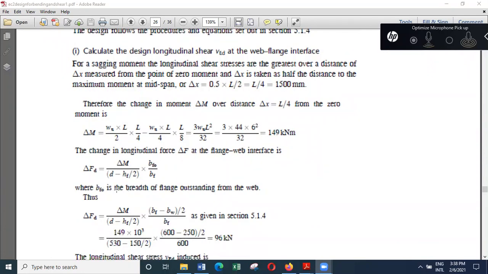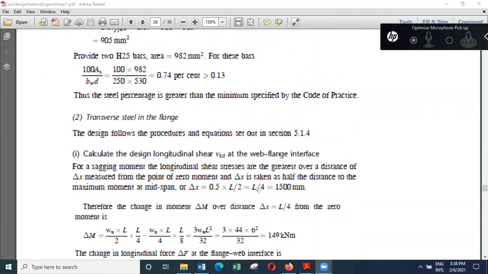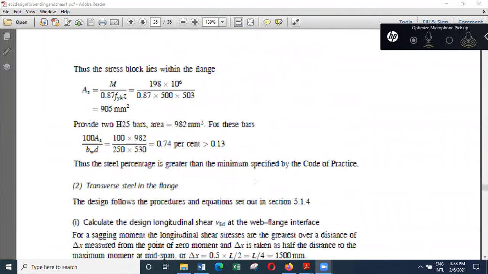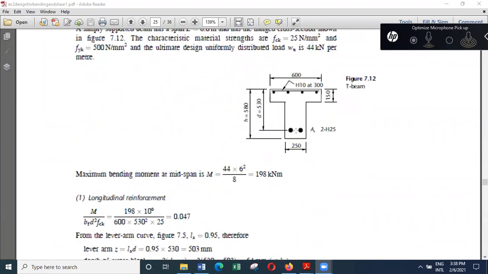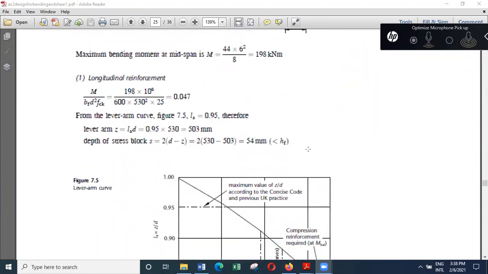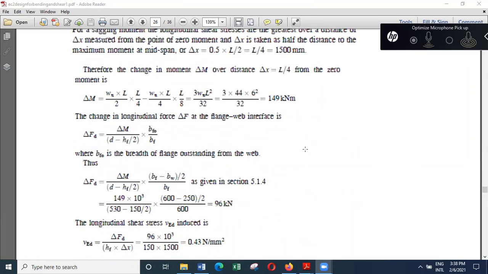So bf in this particular case is 600 millimeters, and this width is 250 millimeters. So you can see 600 minus 250 divided by 2 divided by 600. And here the effective depth is 530, and the thickness of the flange is 150 divided by 2. And you'll find that the total force that has to be resisted over a length of L by 4 is 96 kilonewtons.